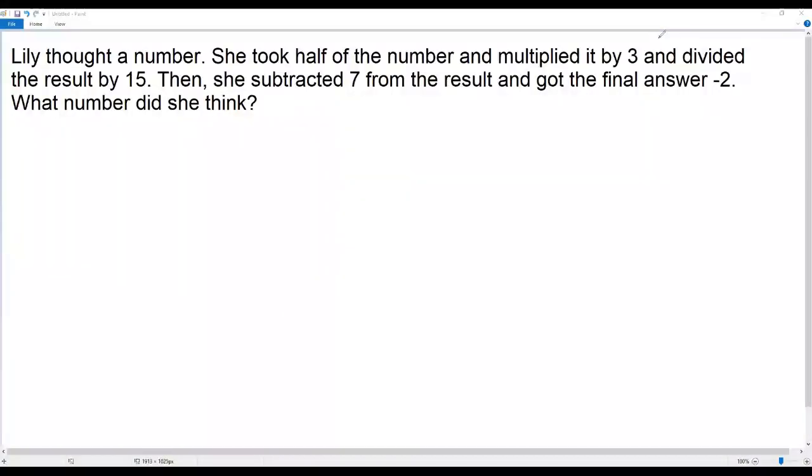Here we have a word problem. Okay, let's go with the question. Lily thought a number. She took half of the number and multiplied by 3 and divided the result by 15. Then she subtracted 7 from the result and got the final answer -2. What number did she think?